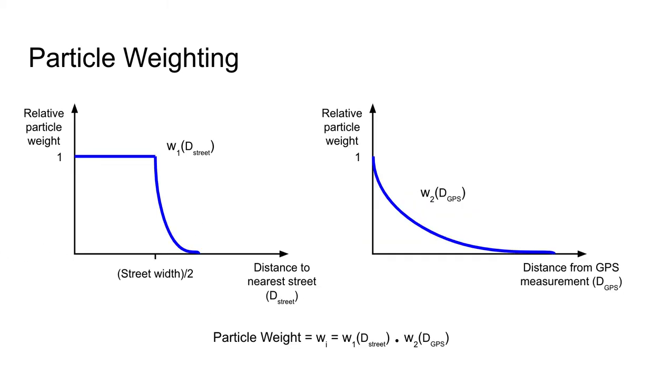Finally, the particle weight is determined using these two equations. The plot on the left here relates the relative particle weight to the distance to the nearest street. As you can see, if the particle is within half of a street width, the particle is weighted very highly, and then that decays quickly as you leave the street. On the right, we see a second graph where, again, if the most recent GPS measurement is very close to the particle state, then the particle is weighted very highly. But as those two measurements are farther apart, then the particle weight will decrease. And the overall particle weight is just the product of these two functions.